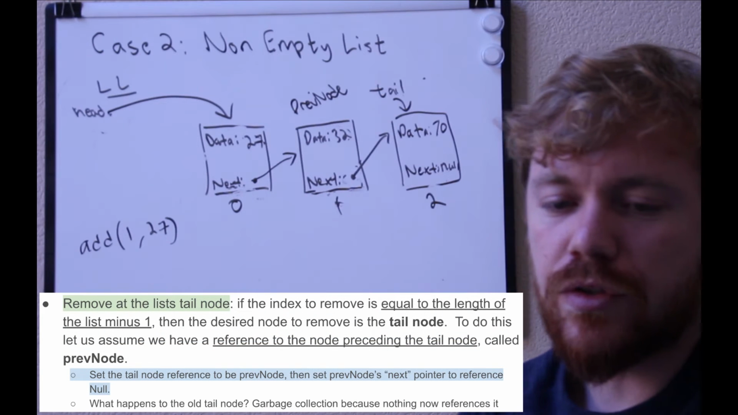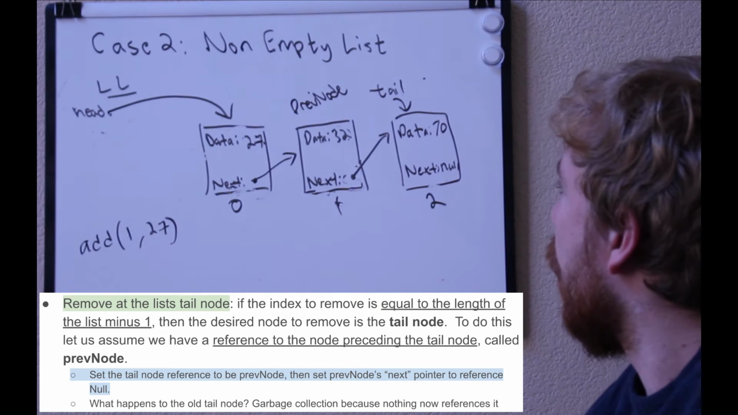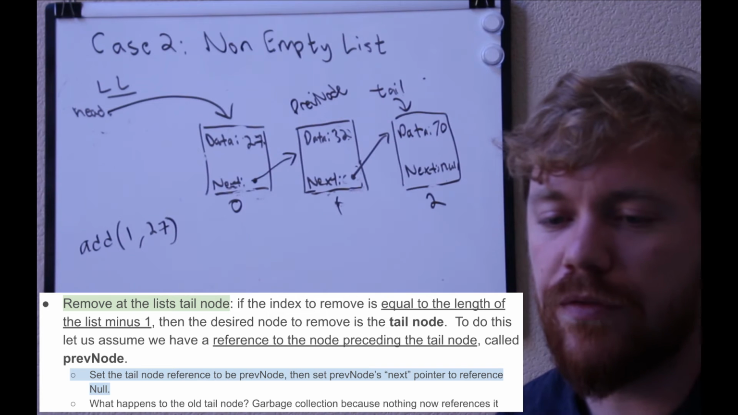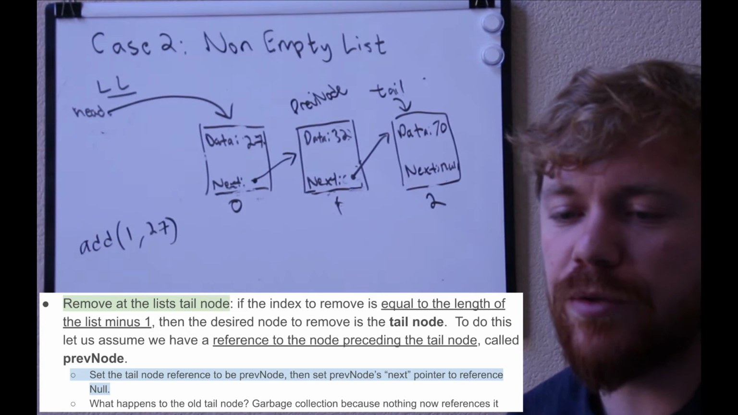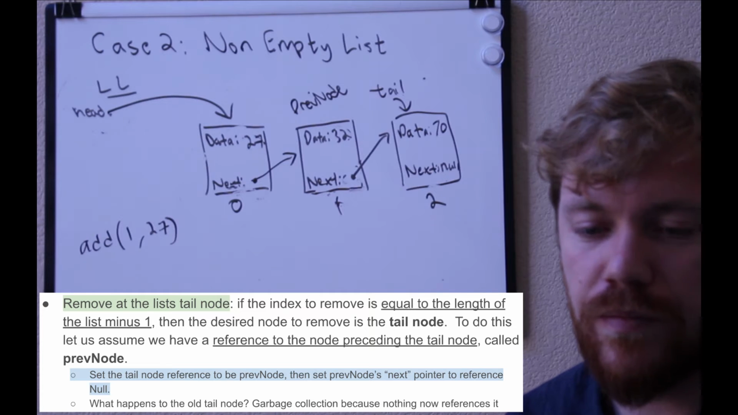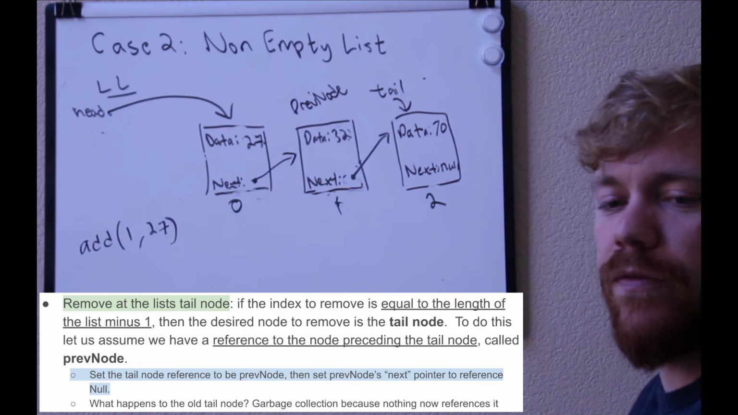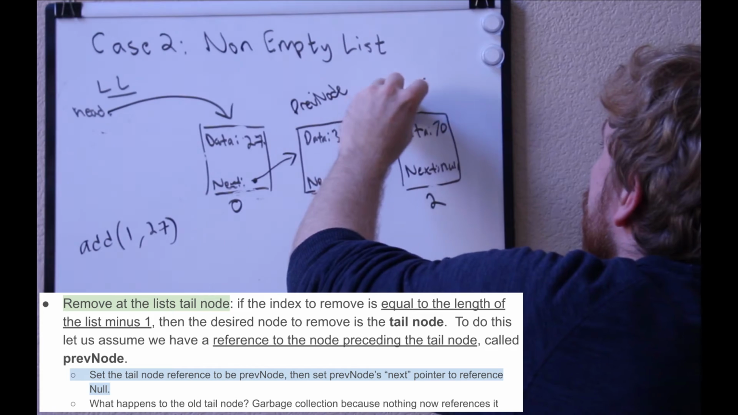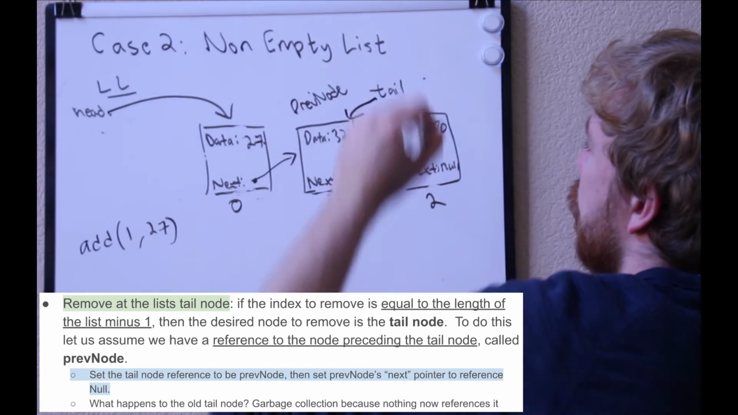And so the idea is to set the tail node reference to become the previous node reference. And then we set the previous node's next pointer or variable to reference null. So we'll go ahead and do that. We adjust the tail node reference to be equal to the previous node's reference. Well, since the previous node is here, we say tail now references this node.